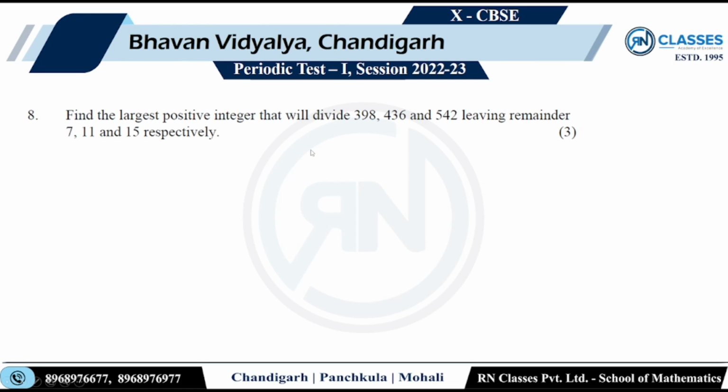Now he says find the largest positive integer that will divide 398, leaving the remainder 7. I need to find an integer that will divide 398, leaving the remainder 7. I need to find out this number. Now the thing is, I know factors, I know multiples, right? I do not know what happens when the remainder is something other than 0. So I want my remainder to be 0.